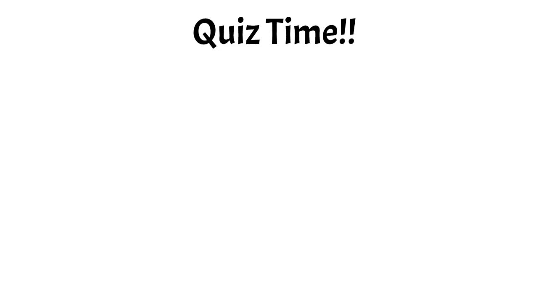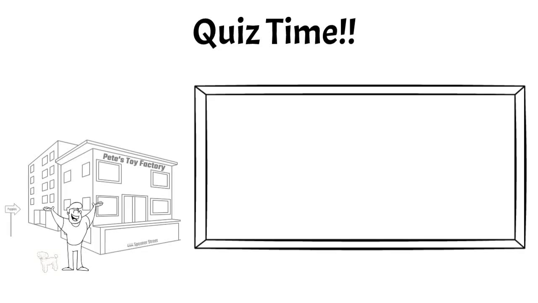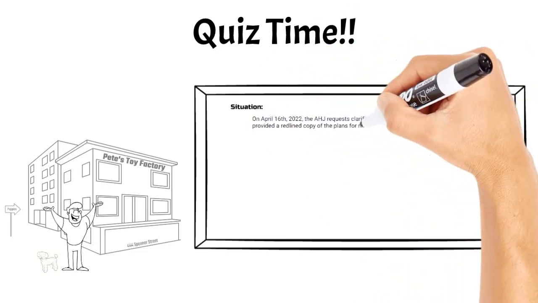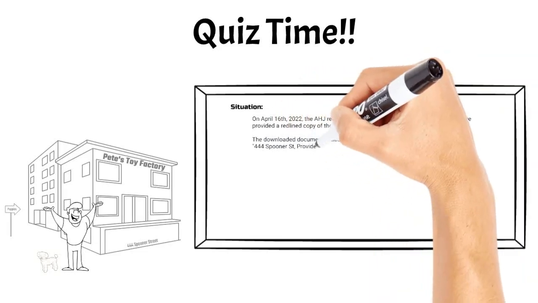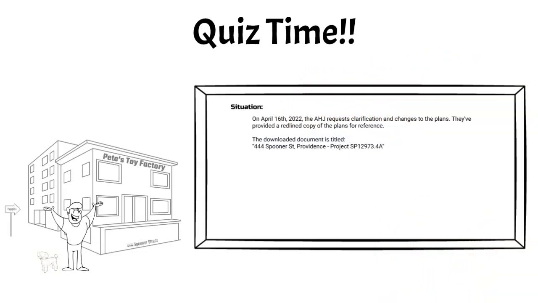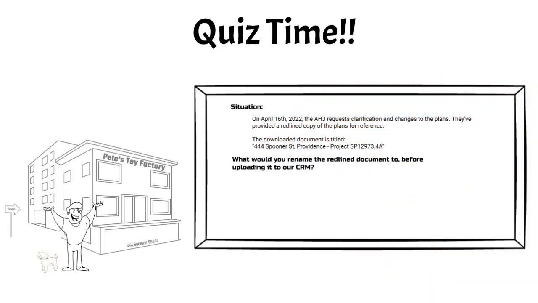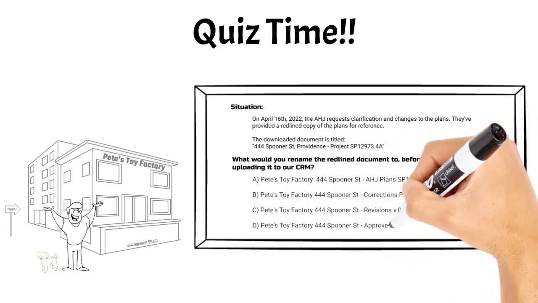Let's try another one. Continuing our previous example, a couple weeks has gone by now. On April 16, 2022, you receive an email from the AHJ requesting clarification and changes to the plan set. They've provided some red lines on the submitted plan set for reference. You download the document, which the AHJ has titled 444 Spooner Street, Providence, Project SP12973.4a, and go to upload it to our CRM. What should you rename the document to best match the situation and our nomenclature standards?